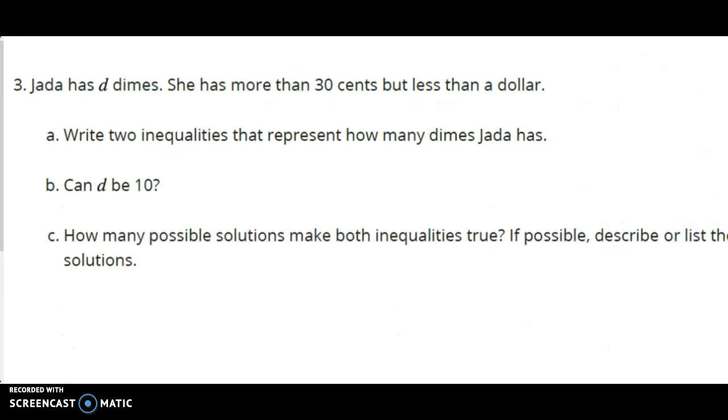3, Jada has D dimes. She has more than 30 cents, but less than $8. Write 2 inequalities that represent how many dimes Jada has.